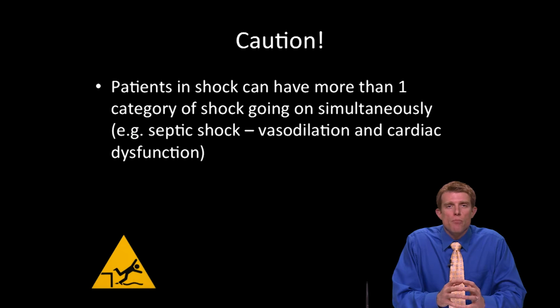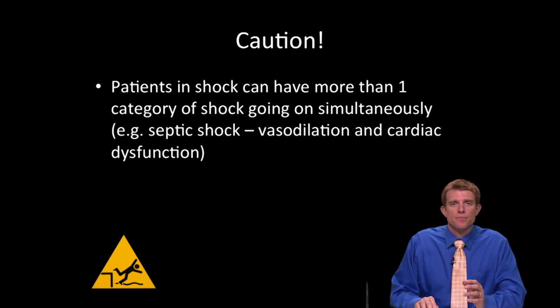Remember, though, that although most patients have one category of shock that is predominating, multiple categories of shock may be going on simultaneously. And a good example of this is in a patient in septic shock. Well, they'll frequently have vasodilation or distributive shock, but they'll also have some cardiac dysfunction as well.